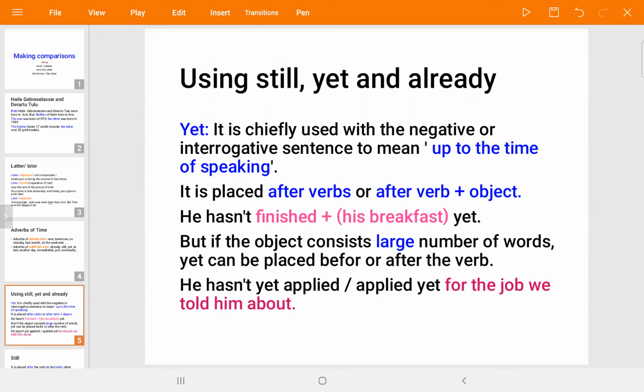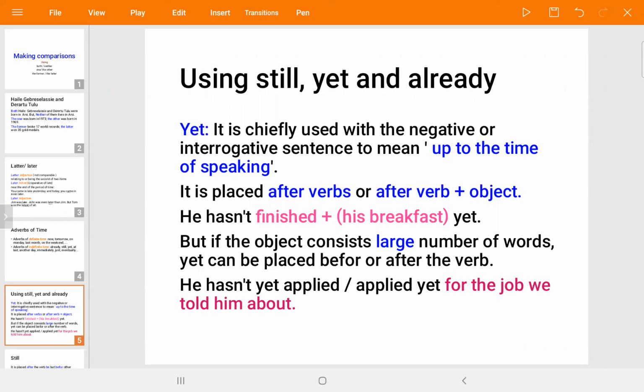So how do we use yet? Its position: it's placed after verbs or after verb plus object. Have you seen? He hasn't finished his breakfast yet. Finished is the verb, and his breakfast is the object. So yet goes after the verb plus object. It means up to now he hasn't finished his breakfast.